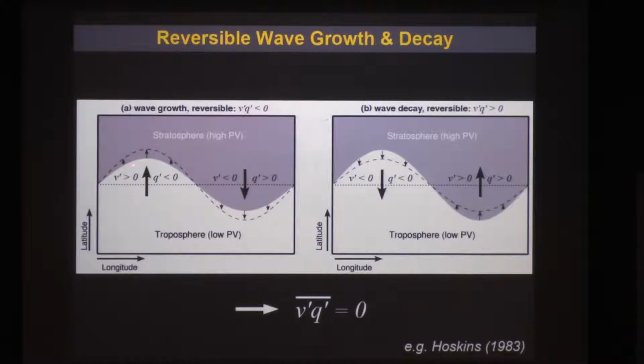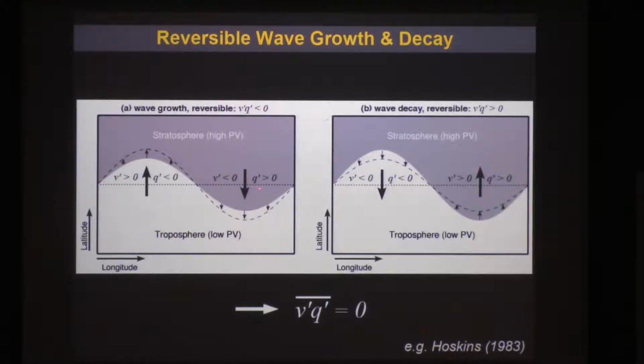So what's going to happen is I'm going to go from this envelope to the dashed line over here. This is my wave growth, right? And in order for that to happen, I need to have positive v prime over here to move it that way. But when I do that, I'm moving smaller PV poleward, which is a negative q prime. And then over here, I do the exact opposite. I move positive q prime equatorward. So I have negative v prime coupled to positive q prime.